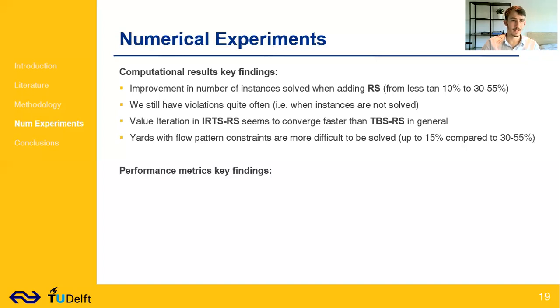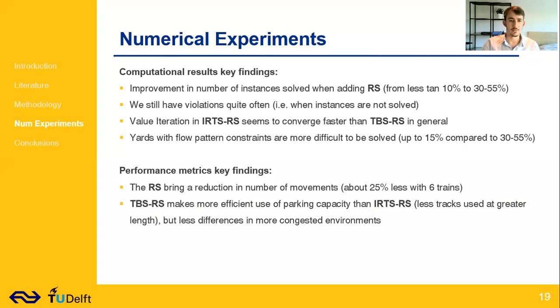In terms of performance metrics key findings, I'll focus mostly on number of movements. So when we add the routing strategies to the framework, we see a significant reduction in the number of movements. And we also see differences on how the parking capacity is used. So the type-based routing strategy makes a more efficient use of the parking capacity. For us, this means that we are using on average less tracks simultaneously, but at a greater length. And we see less differences when the environment is more congested. And lastly, regarding the benchmark with HIP, it's difficult to retrieve solid conclusions because the way movements are handled is quite different in both approaches.